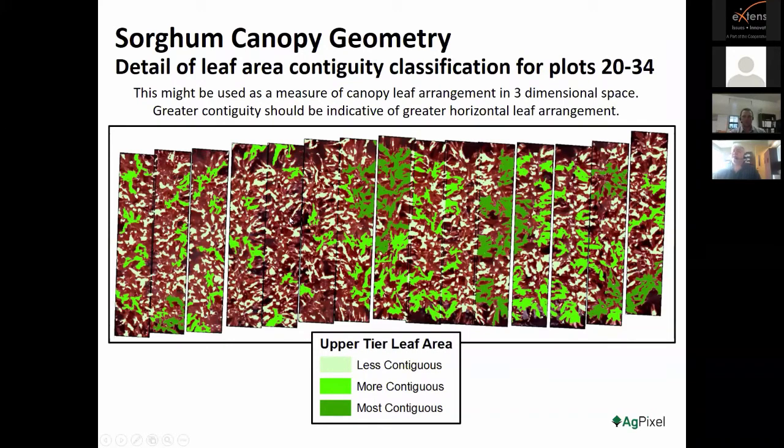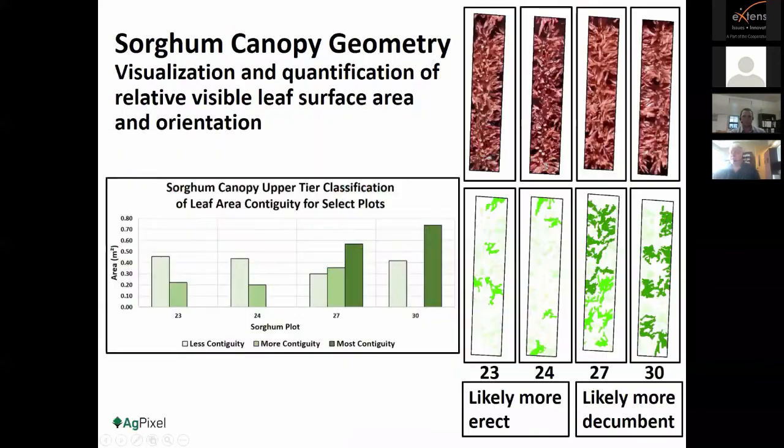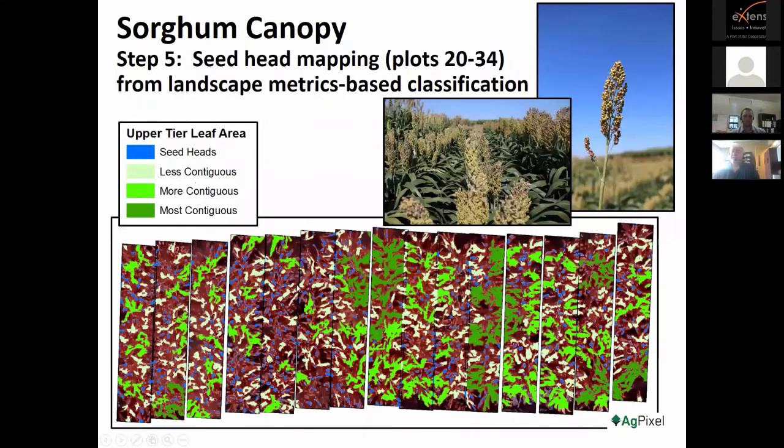So what you're seeing in these plots is the different amounts of contagion. If we go to this next plot, again we plot the contagion, and you can see that the upper canopy is in the green here. There's not as much in this upper canopy as there is over in plots 27 and 30, which means these have more upper leaf canopy visible, and these two plots, 23 and 24, have less upper leaf canopy visible. And if you're interested in counting seed heads, the blue, we've classified the blue, and that's basically the seed heads on these sorghum plots.